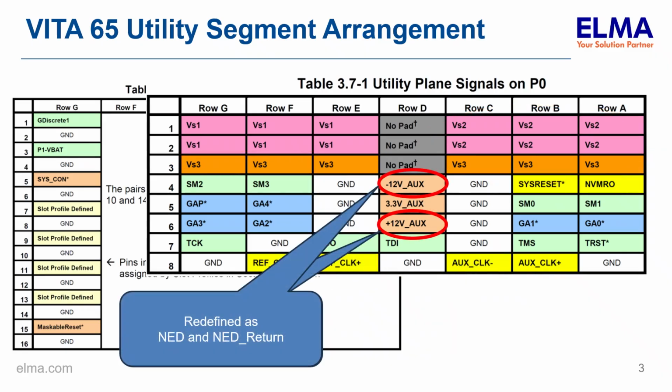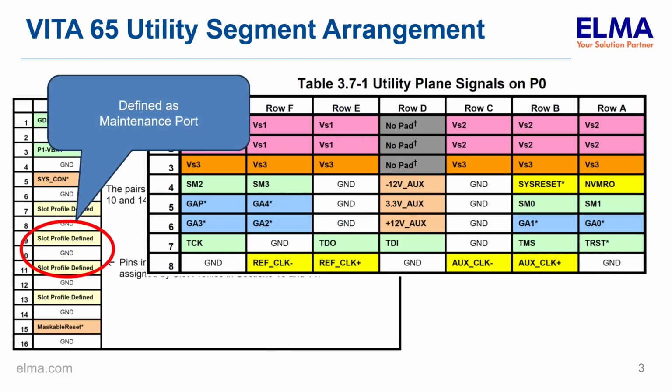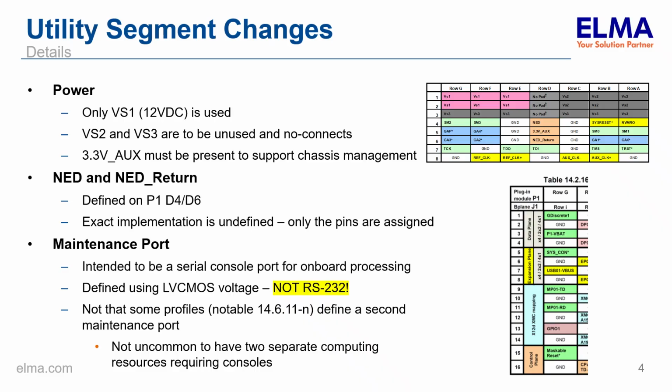SOSA has also redefined these 2 pins as nuclear event detection, or NED and NED return. And 2 of the slot profile defined pins in the P1 single-ended region are defined as a maintenance port. Looking more closely at these changes, as I said, only the VS1 12-volt DC rail is used for main power. VS2 and VS3 are to be unused and must be no-connects. Note, however, that 3.3 volt aux is required, as it is used solely for the chassis management functionality that is required by the technical standard. We will be looking more closely at SOSA system and chassis management in a later video.